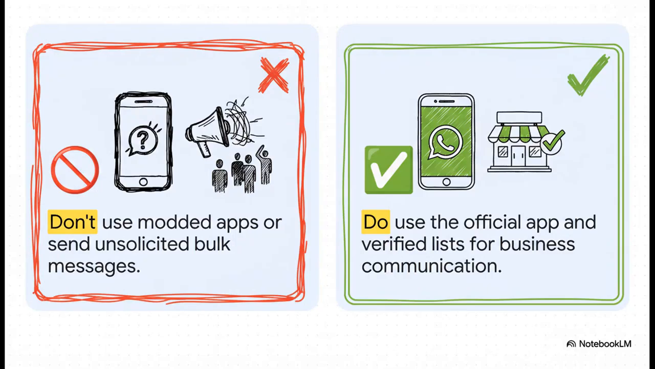To put it really simply, it looks like this. Instead of downloading those sketchy modded apps that promise you a bunch of extra features, just stick to the official WhatsApp app from the App Store. And hey, if you're a business trying to reach a lot of customers, don't just dump them all into a massive, unsolicited group chat. Use the official WhatsApp Business API. It's literally designed for that exact purpose.